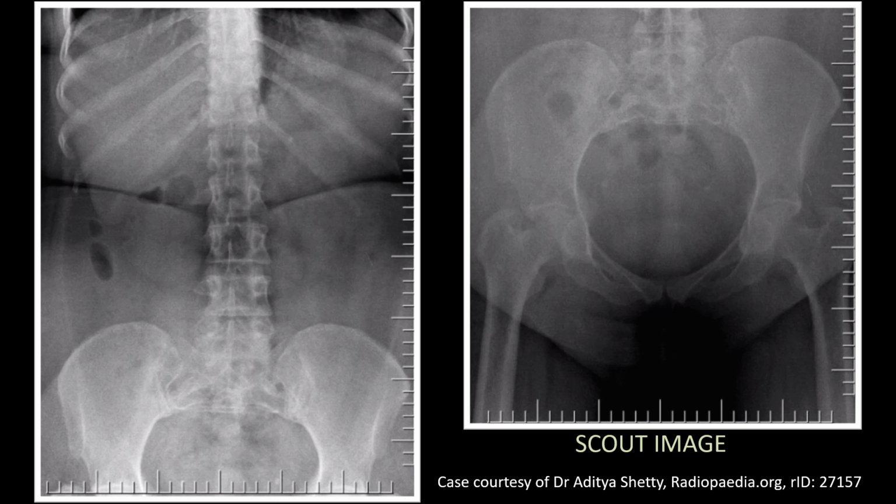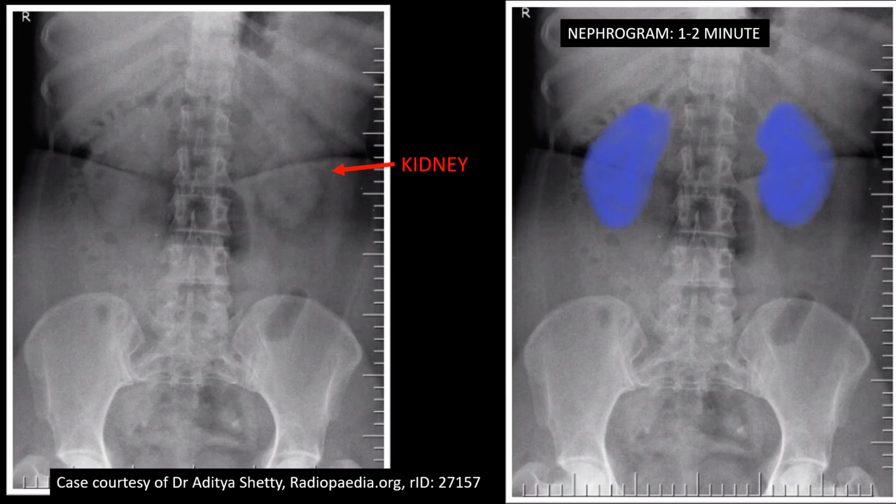Here we can see the first scout image of a plain abdominal X-ray. This image shows the pelvic region. At 1 to 2 minutes after injecting the dye, we can see the shadow of the kidney because the dye may have reached the kidney. This image can be known as nephrogram.